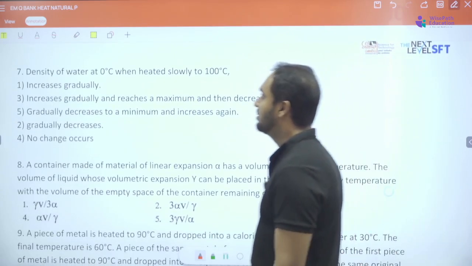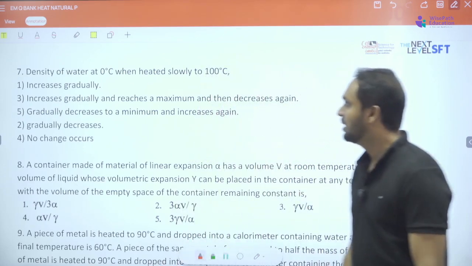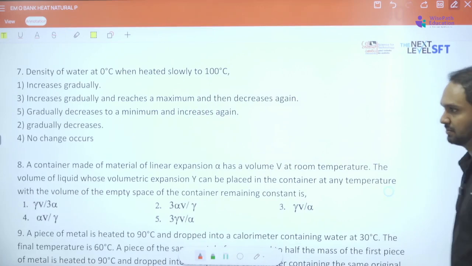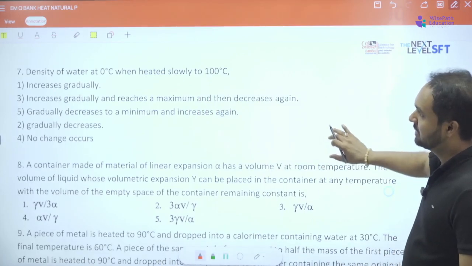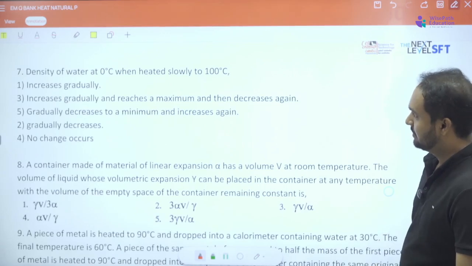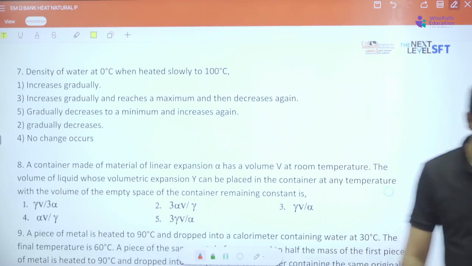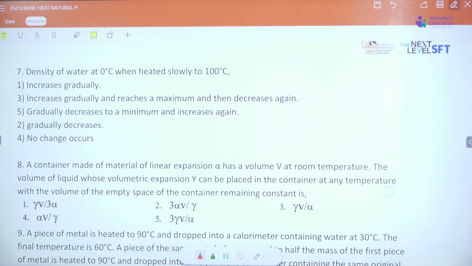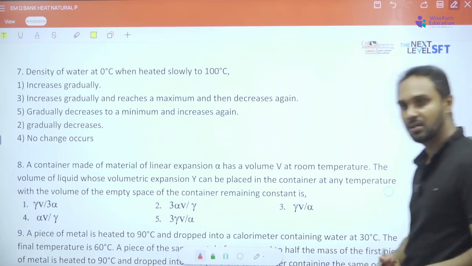Density of water at 0 degrees Celsius when heated slowly to 100 degrees Celsius. Tell me what happens. There's a small theory, we didn't discuss it, but it's something you should know. There's an expansivity difference in water. Did you know that? It's only there in water. That's a quality only water has.